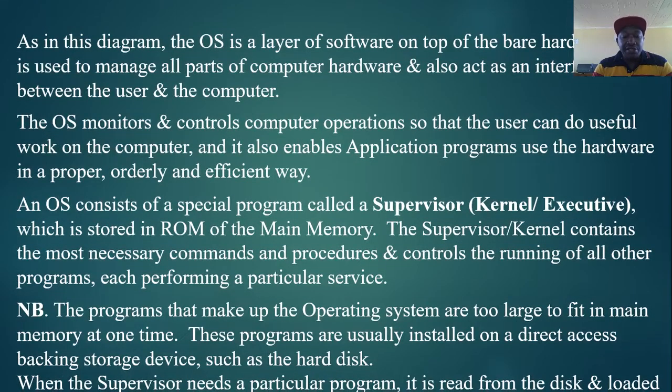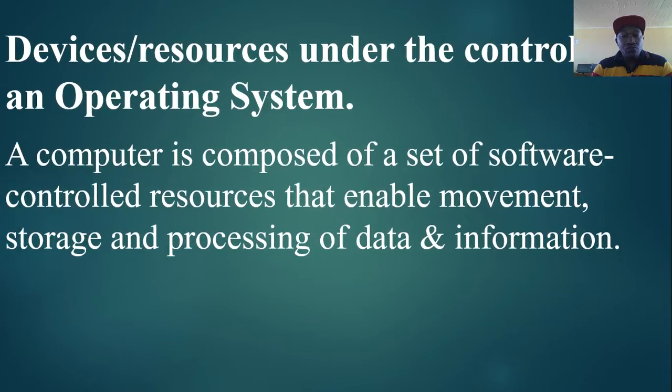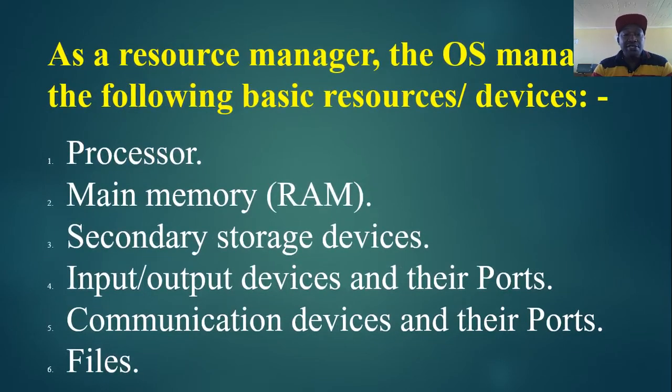Then, it is important to look at the devices or resources under the control of the operating system. A computer is composed of a set of software control resources that enable movement, storage, and processing of data and information. As a resource manager, the operating system manages the following basic resources and devices. We have the processor, the main memory or random access memory, the secondary storage devices, input-output devices and their ports. We also have files and communication devices.